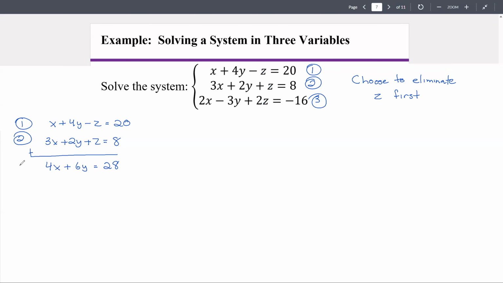And we're going to call this a new equation. This is going to be equation 4. Now, I just need to pick another pair.